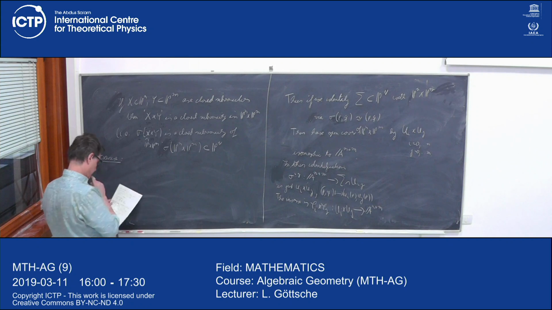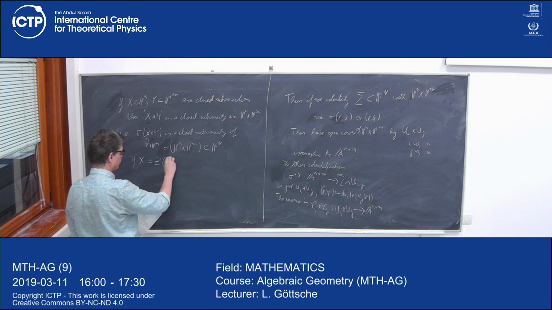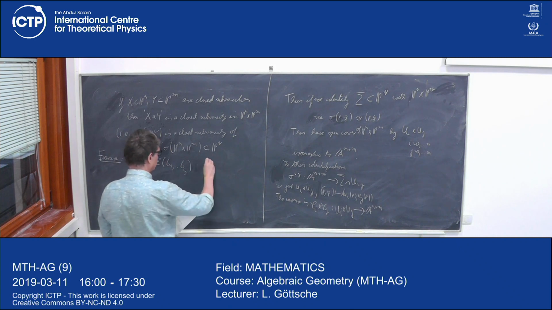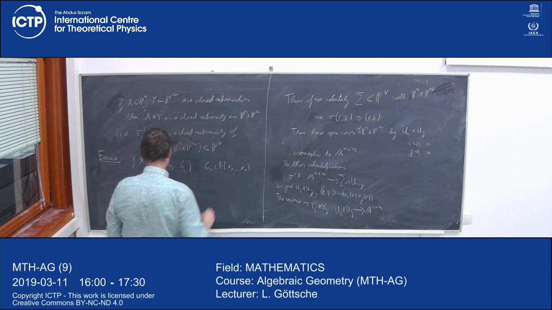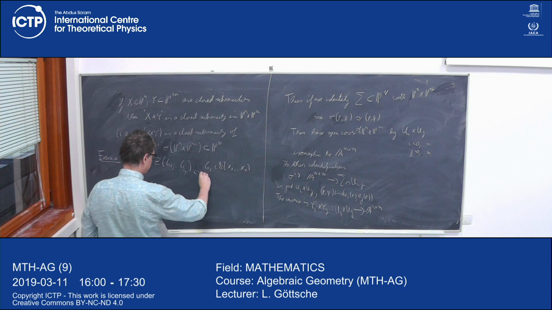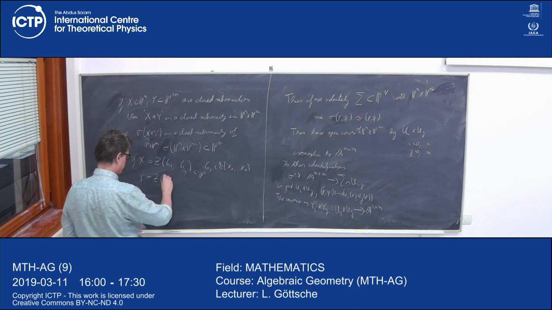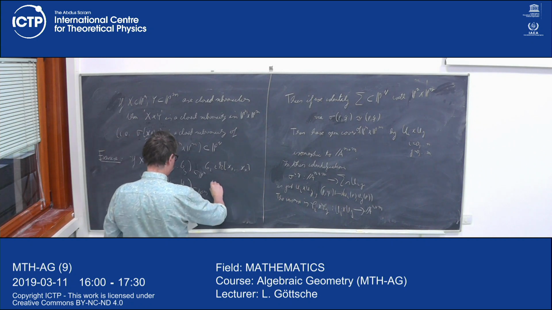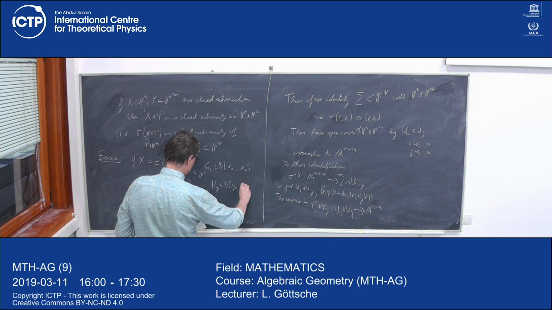Okay, so the exercise is the following: if x is the zero set of some polynomials g1 to gs, where the gi are some polynomials in x0 to xn, and y is the zero set of, say, h1 to ht, where the hj are some polynomials in, say, the variables y0 to ym.